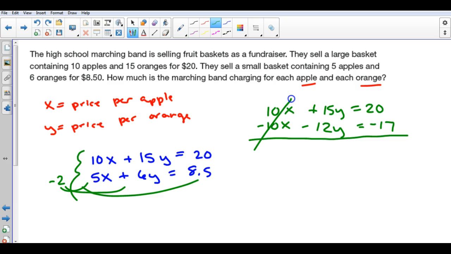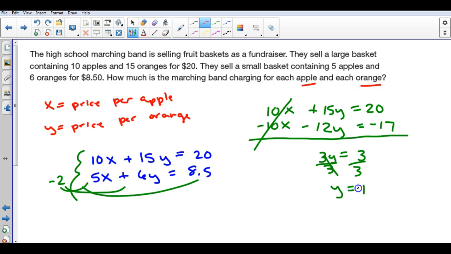What I wanted to happen was for my x's to eliminate, and they did. I have a 15y and a negative 12y. When you add those together, you get 3y. And 20 minus the 17 would be 3. Divide both sides by 3. And what that means is the cost for one orange is $1. Seems like an expensive orange, but I think that's pretty legit. So the cost of an orange is $1.